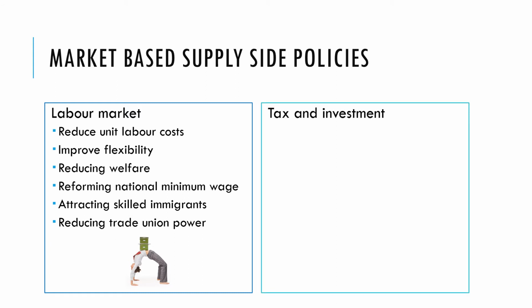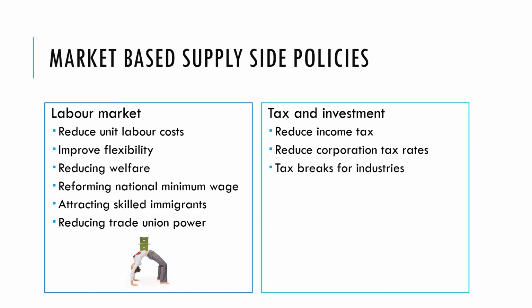There are also some market-based policies to do with tax and investment. Reducing income tax would again potentially lower the costs to business and encourage an increased scale of production. Likewise, reducing corporation tax would enable businesses to generate more profits, which they could then invest and expand and produce more. Providing a reduced tax for certain industries would give an incentive to produce more.